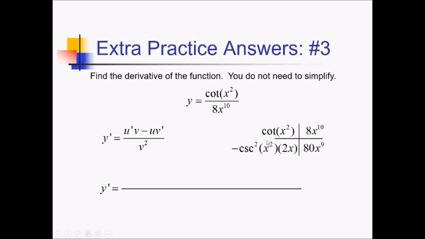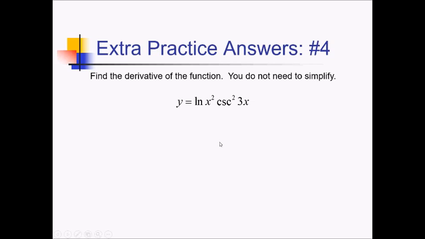Upstairs, u prime v, that's going to be negative cosecant squared of x squared, 2x, times 8x to the 10th. Going the other way on the ribbon, we've got cotan x squared times 80x to the 9th, and we're subtracting all that. And then we're dividing by this stuff squared, so 8x to the 10th squared.